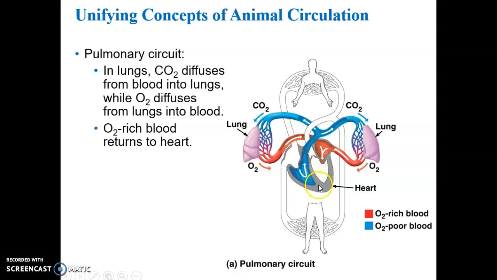The heart is separated into two parts, or two halves, the right side and the left side. Okay? So that's why it's that double circulation system. And then the oxygen-rich blood that comes back from the lungs enters into the other side of the heart, and then that oxygen-rich blood will be pumped into the systemic circulation, or the systemic circuit.